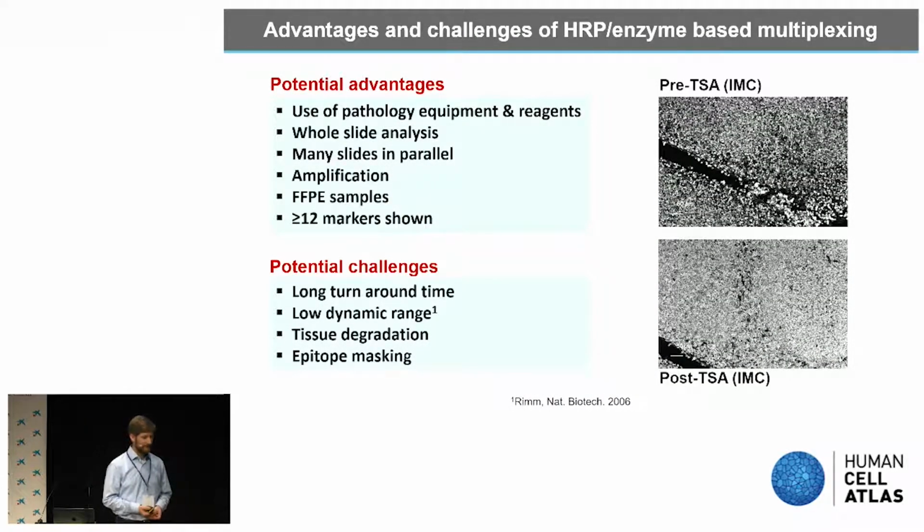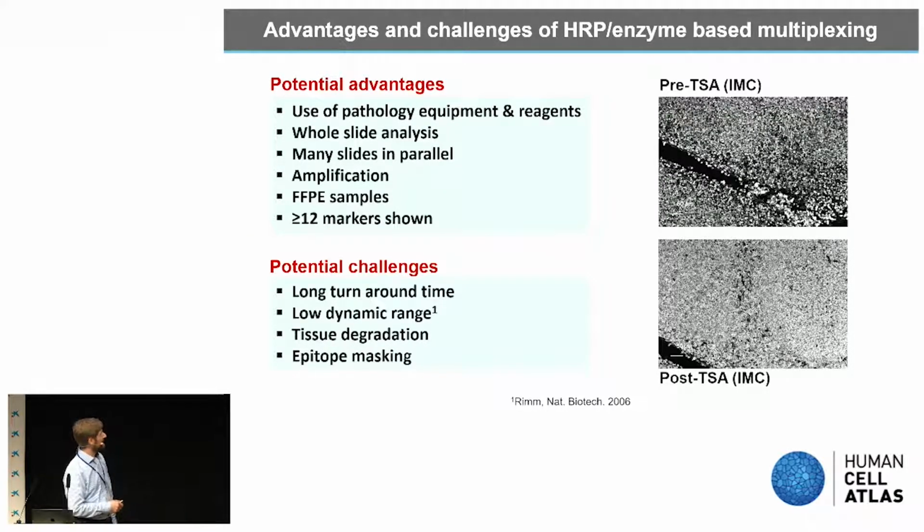Now, what are the potential advantages and the potential challenges of these approaches? So the advantage of these pathology-like approaches is that you can use all the pathology equipment and the reagents. So it's very easy to do whole slide analyses. Also, you can do dozens of slides in parallel, because that's how these tissues are processed in the clinics. Also, you amplify the signal. It's all geared towards formalin-fixed paraffin-embedded tissues, which then opens to you the world of the big archives of the biobanks with millions and millions of samples. And already over 12 markers have been shown to be imageable with these methods.